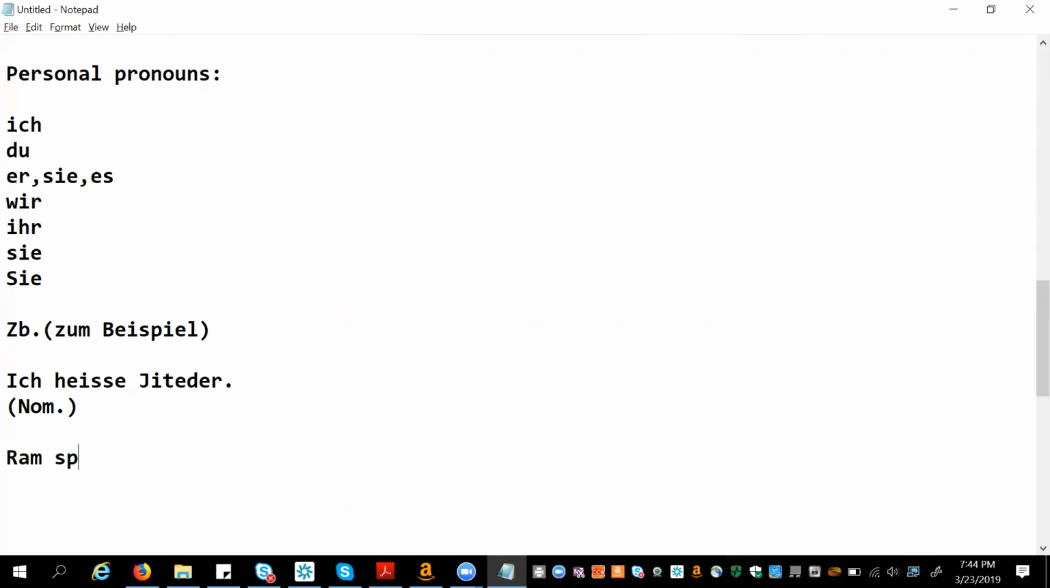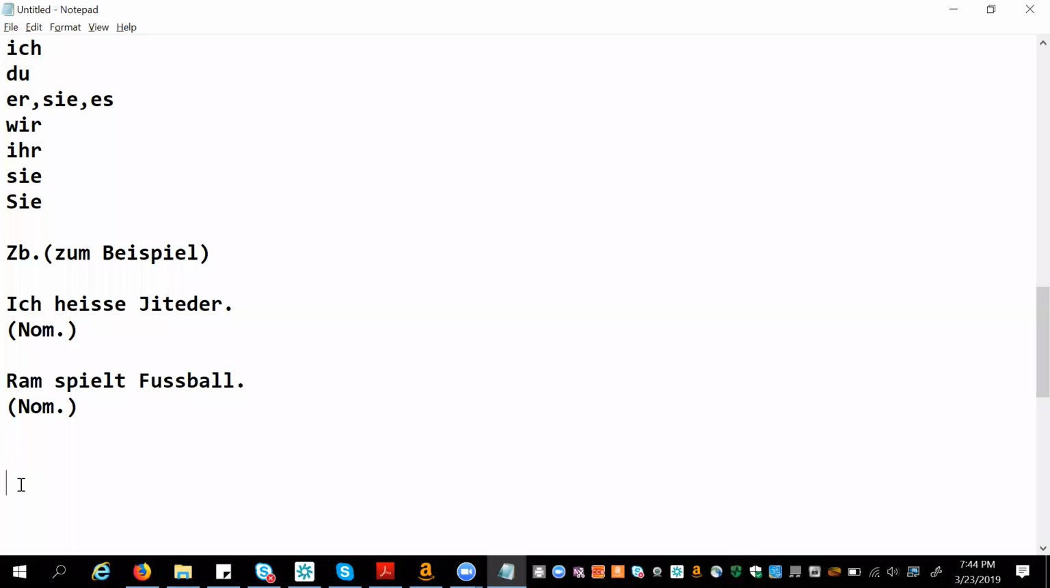Ram spielt Fußball. Ram is playing football. Now tell me what is the subject here? What is the subject in this sentence, guys? Ram is the subject. Nominative. And nominative is what? The subject. Right? So a subject can be a noun, because Ram is a noun, and a subject can be a pronoun. Ich is a pronoun, right? So this is all about the nominative case.